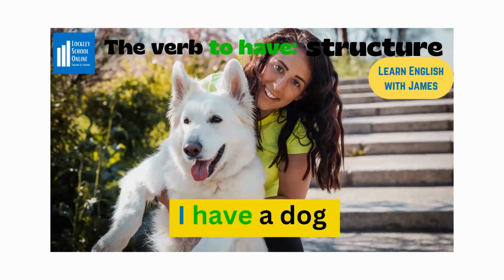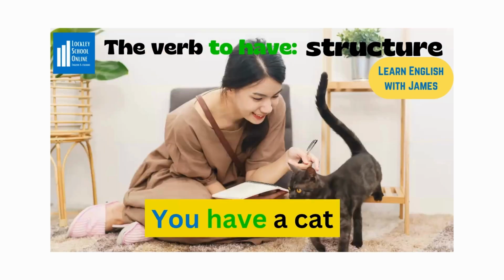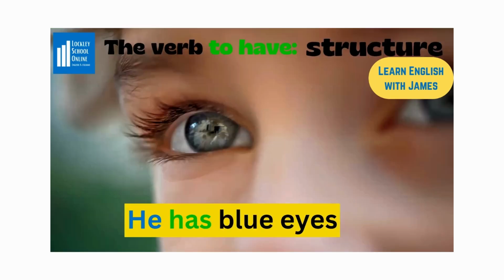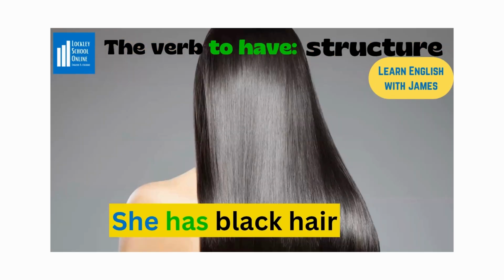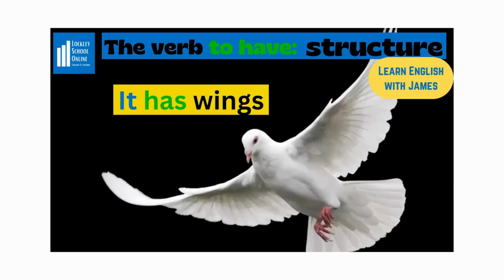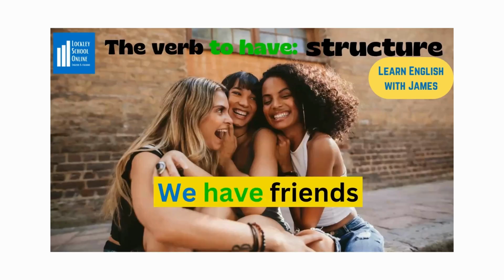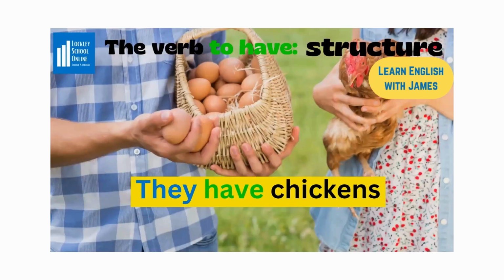I have a dog. You have a cat. He has blue eyes. She has black hair. It has wings. We have friends. They have chickens.